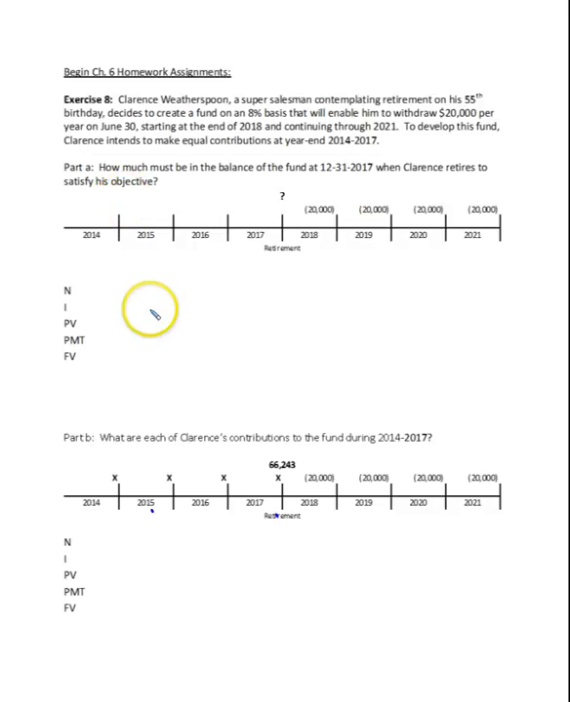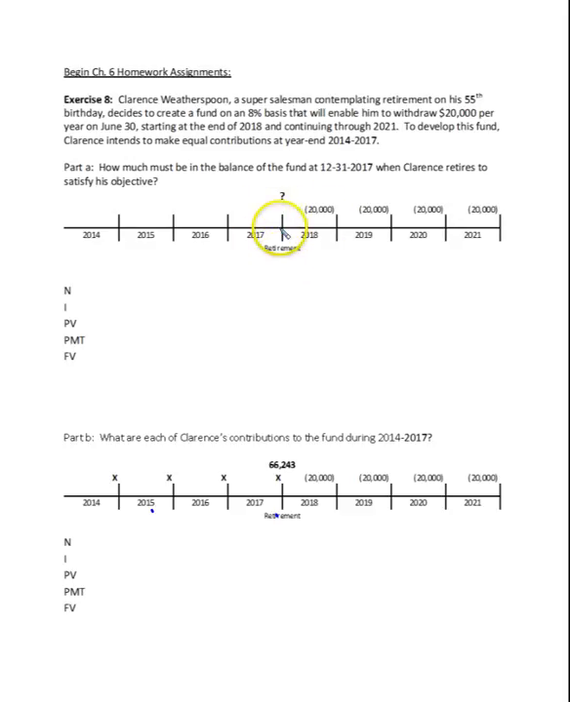Clarence Weatherspoon, a super salesman contemplating retirement on his 55th birthday, decides to create a fund on an 8% basis that will enable him to withdraw $20,000 per year on June 30th, starting at the end of 2018 and continuing through 2012. To develop this fund, Clarence intends to make equal contributions at the year end 2014 through 17. So how much will be in the balance when Clarence retires?